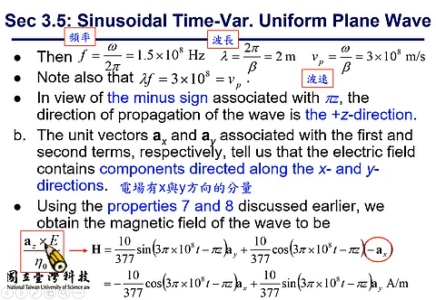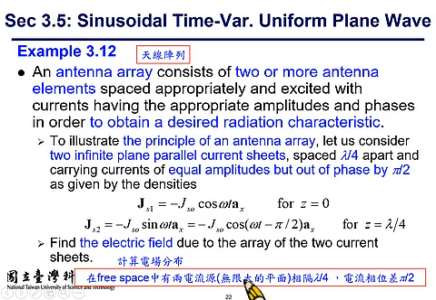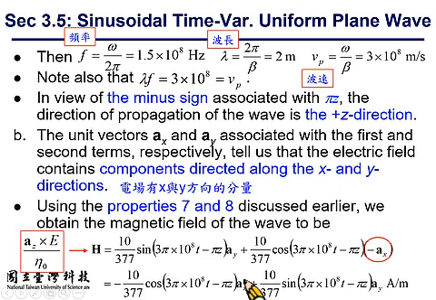Part B is the derivation of the magnetic field, which can be done by taking the cross product of the propagation direction, which is a_z in this case. a_z cross E divided by eta will give you the expression for the magnetic field. So you can look at this problem, or be sure to look at this problem, at home. All right.